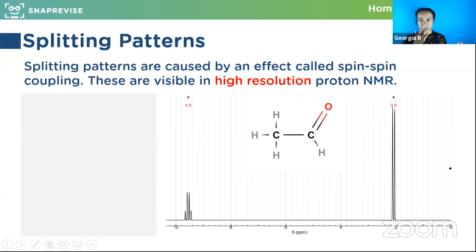So far, we've been totally ignoring the fact that the peaks are not just one nice line, they split. So we're going to start talking about why they split. It's caused by an effect called spin-spin coupling, and it's only visible in high resolution proton NMR. If it's really low resolution, you probably won't see the splitting pattern, but mostly we use high res proton NMR anyway. I'm not going to explain what spin-spin coupling is because there's not time and there's a lot of background knowledge required.